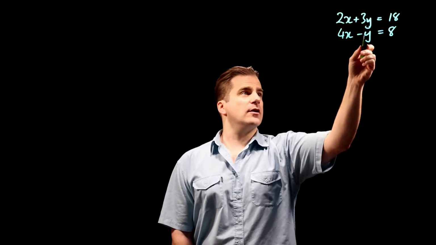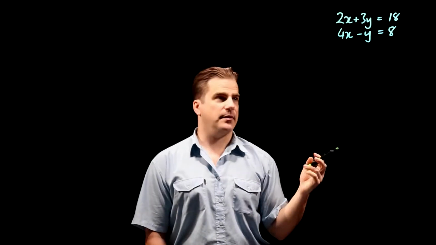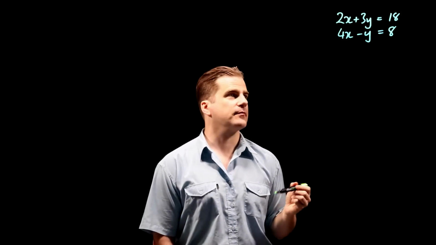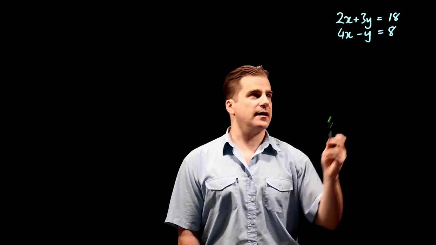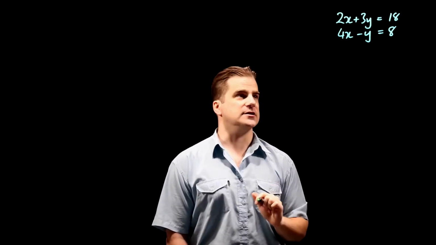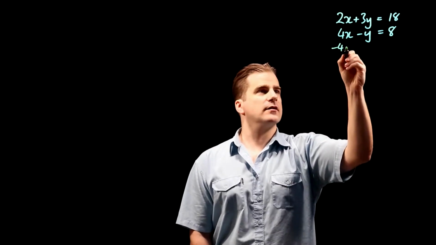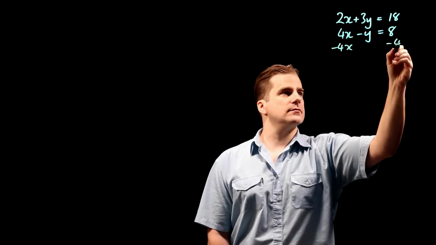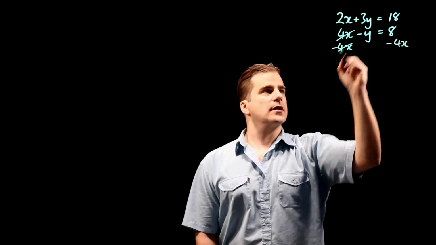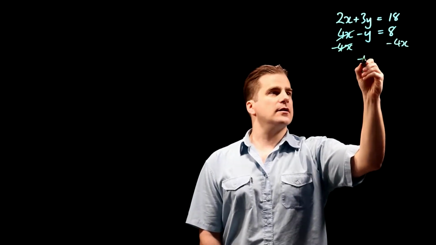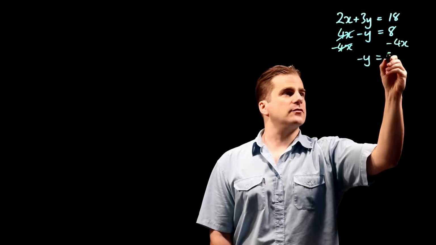So you can pick on any one of these four. Let's pick on this y. So we've got 4x minus y is 8, and we're going to make y the subject of the equation. So let's take the 4x over there by subtracting 4x from both sides. Okay, and we get minus y is 8 minus 4x.